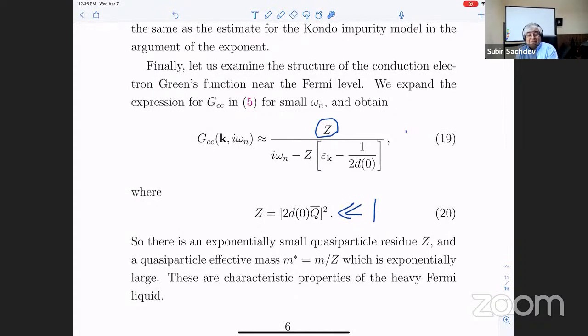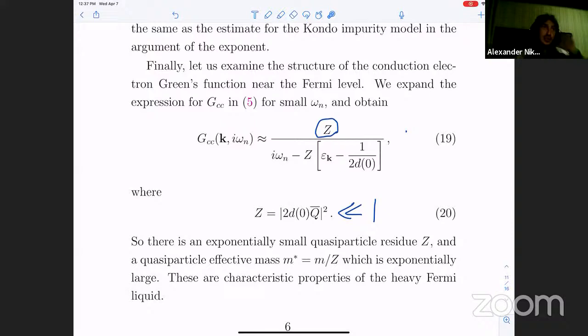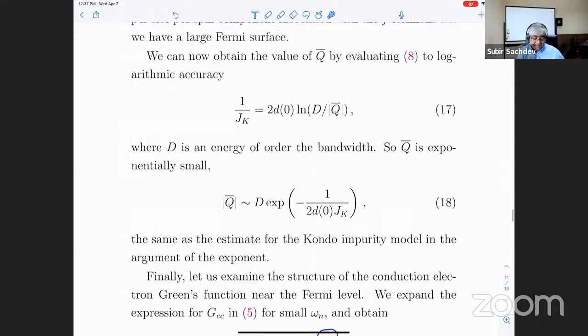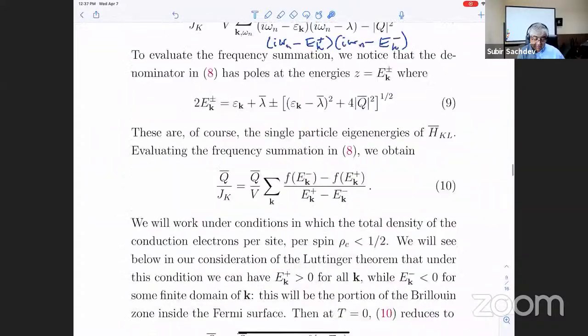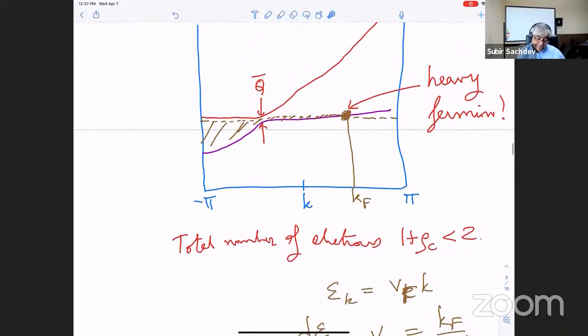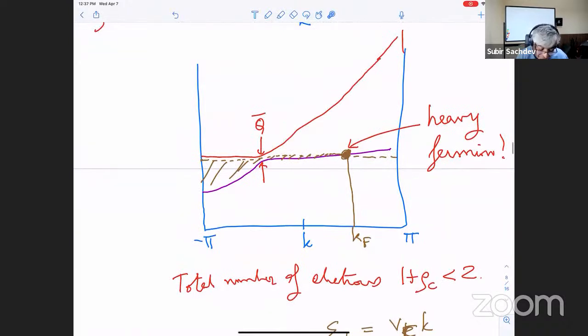All right, any questions on the Kondo problem in general? I was wondering, when rho_c is equal to 1/2, do we have an insulator? Correct, yes. If this band is exactly filled, you can see this from this picture. I mean, it depends, but you can.